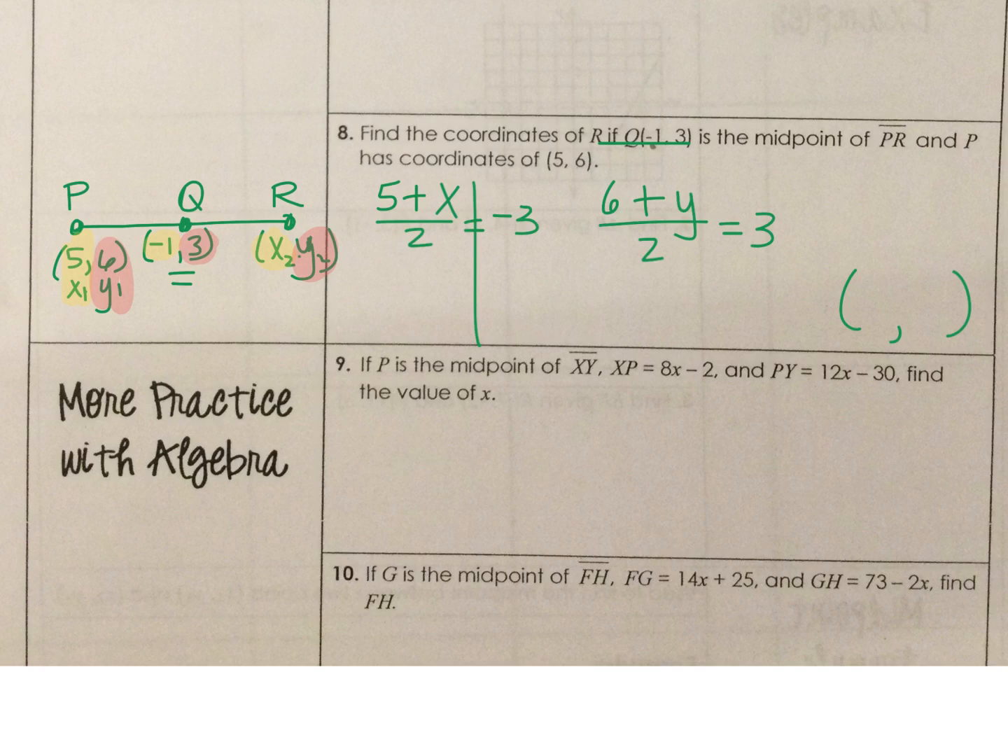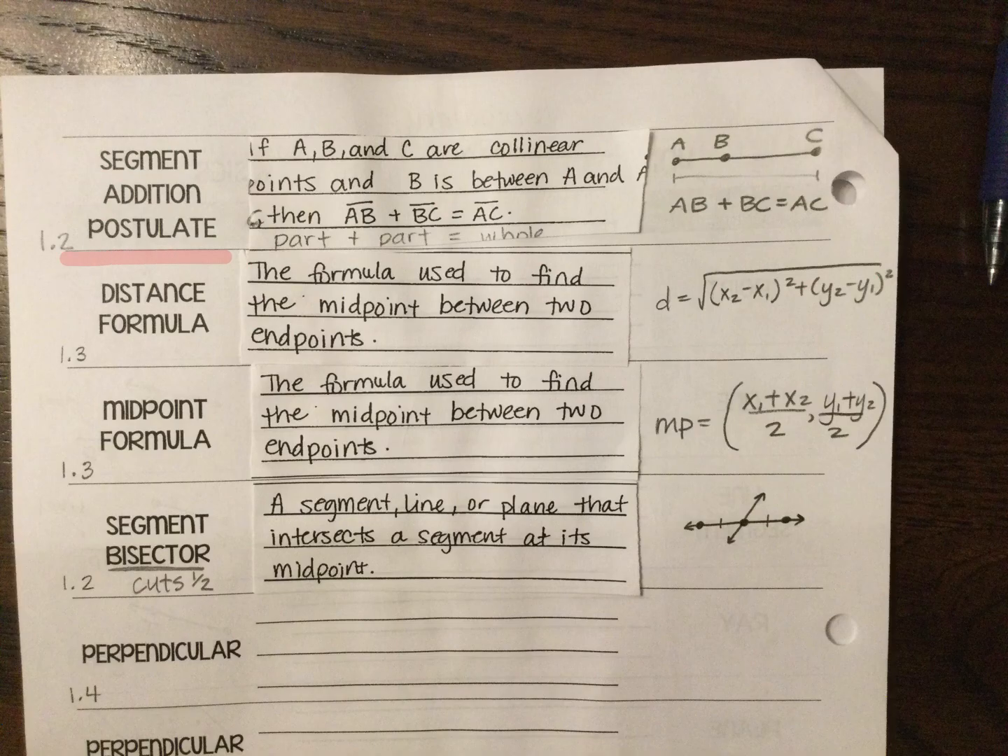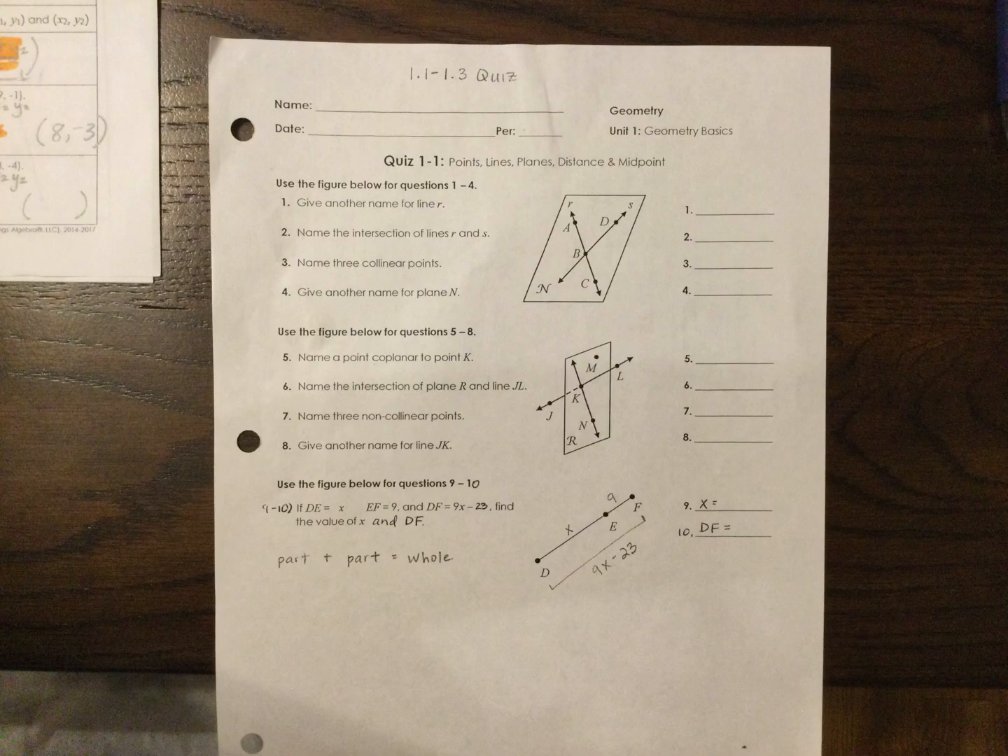When you're done with that, I need you to get out your vocabulary paper and flip to page 2. On page 2 of your vocabulary, I need you to copy down these two, distance formula and midpoint formula. All the others you should have. When you're done with that, there's a quiz I need you to take. I need you to take the 1 through 1.3 quiz. It's two-sided, 1 through 15. Thank you.